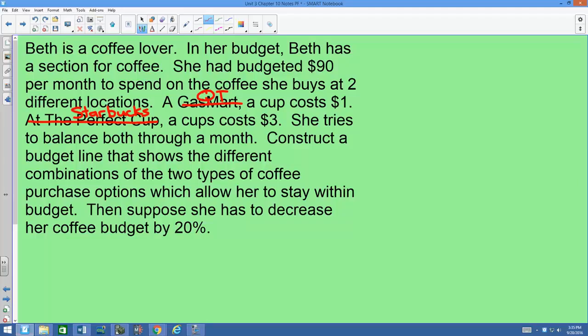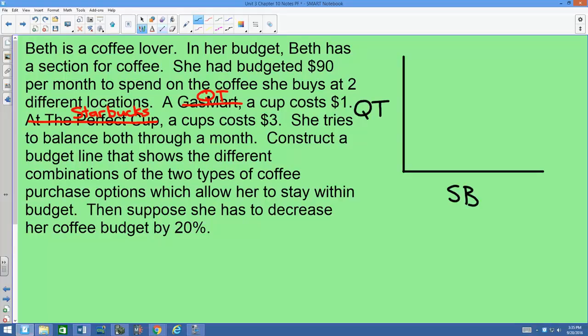Construct a budget line that shows the different combinations of the two types of coffee purchase options, which allow her to stay within the budget. Then suppose she has to decrease her coffee budget by 20%. So we can make some lines here, make a little graph. And let's call this bottom one Starbucks, and the top one QT.